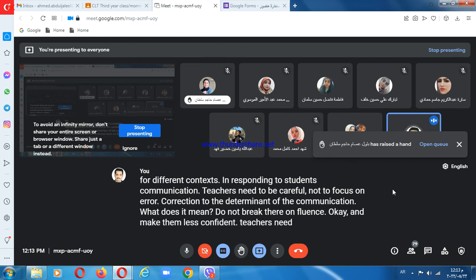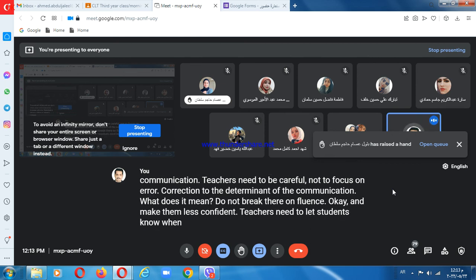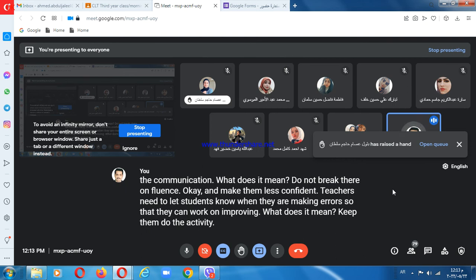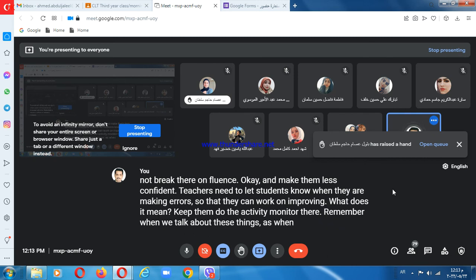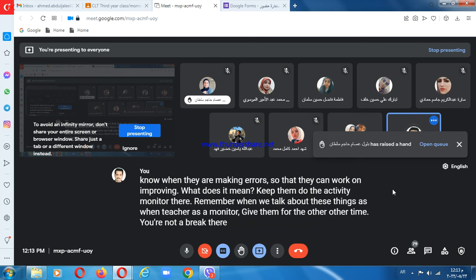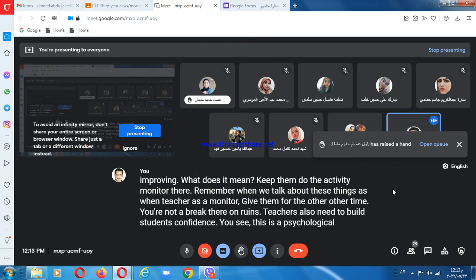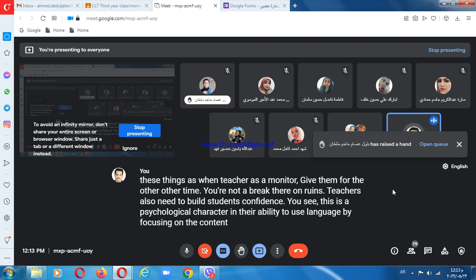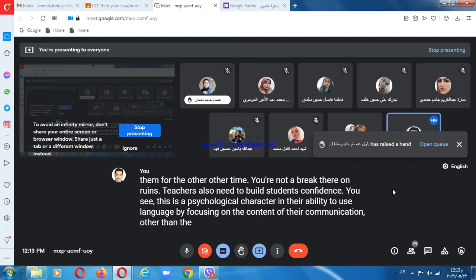Teachers need to let students know when they are making errors so that they can work on improving. What does it mean? Keep them doing the activity. Monitor them. Remember when we talk about the teacher as a monitor. Keep it for another time. Do not break their fluency. Teachers also need to build students' confidence. You see, this is a psychological factor in their ability to use language, by focusing on the content of their communication rather than the grammatical form. Do not emphasize the grammatical form now and then.